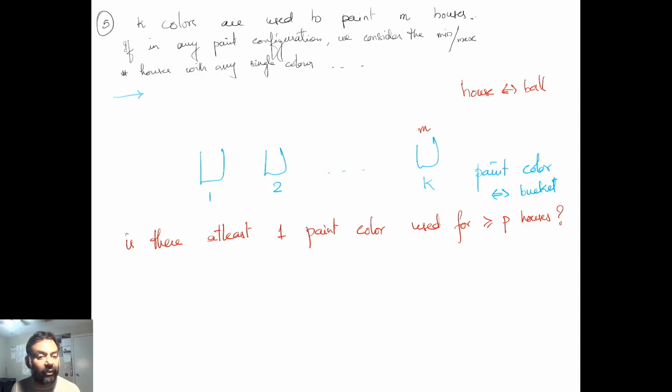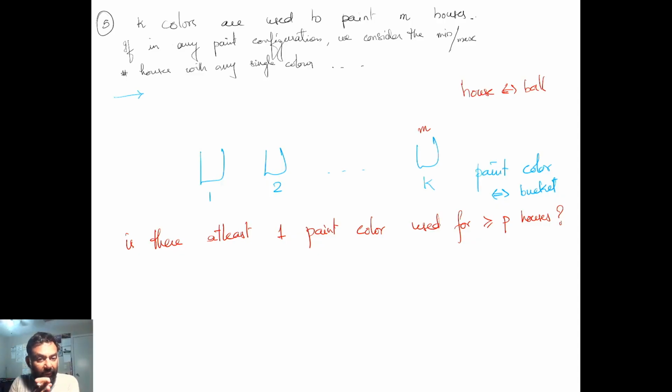This is a very meaningful question to ask, right? Because there's no point in asking, is there a minimum number of houses for any of the paint colors? You can easily avoid that question by the previous argument that we just had. So I can ask this question, which says: is there at least one paint color which is used in greater than or equal to p houses? If that is the case, what is p, right?